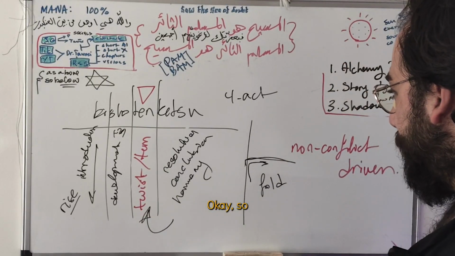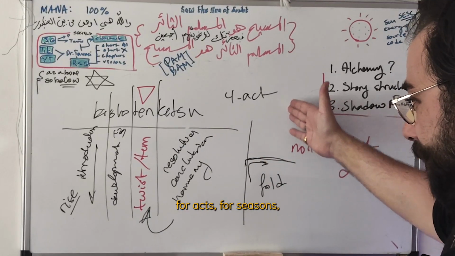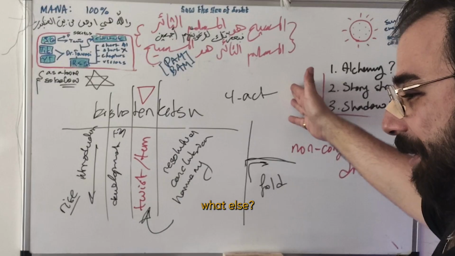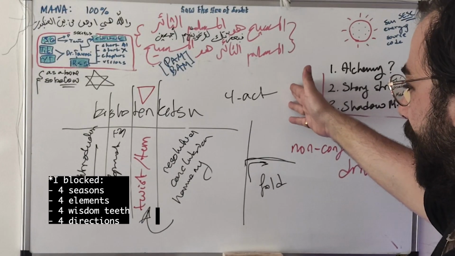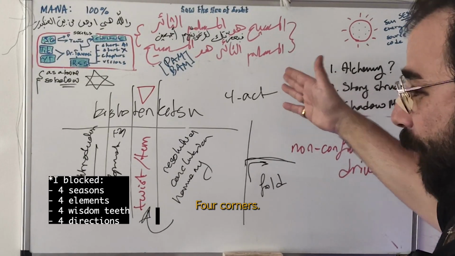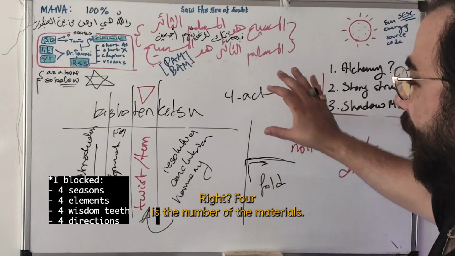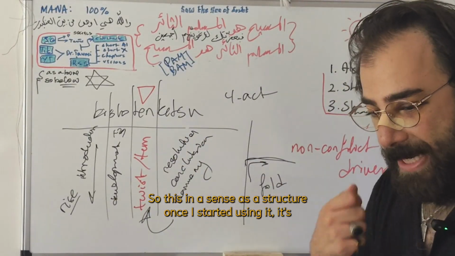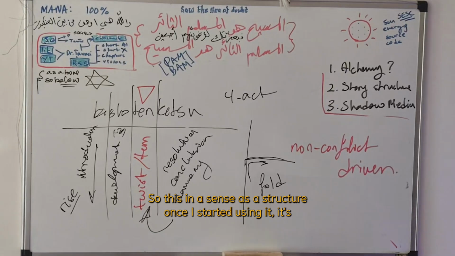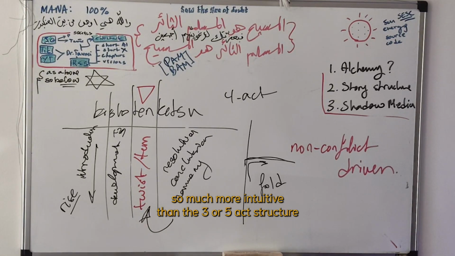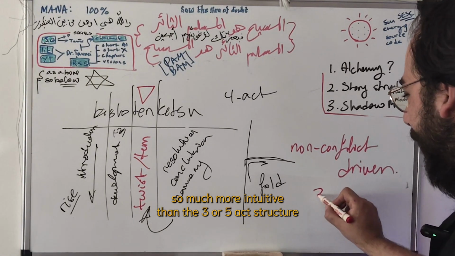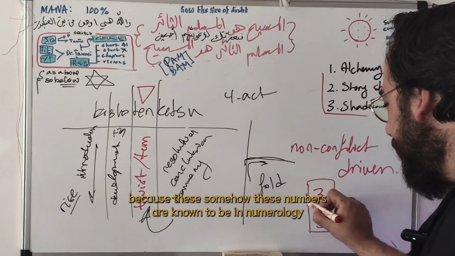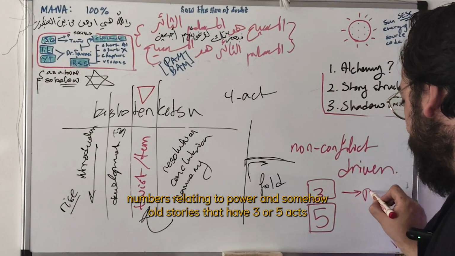Okay, so 4 acts, 4 seasons. What else? 4 corners, right? 4 is the number of the material. So this, as a structure, once I started using it, is so much more intuitive than the 3 or 5 act structure, because these numbers are known in numerology to relate to power.